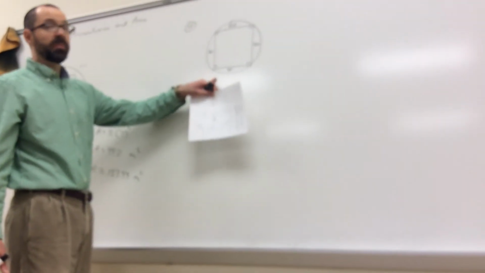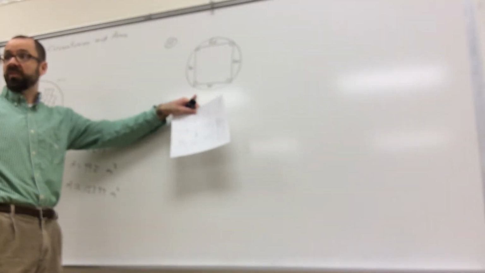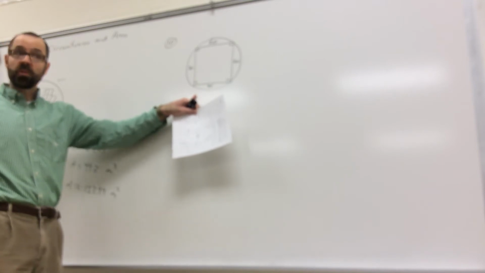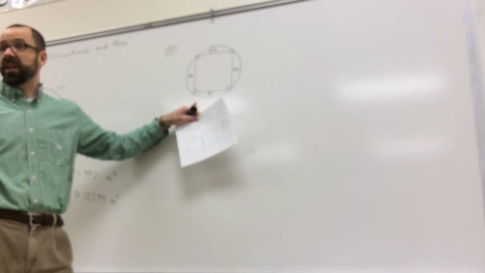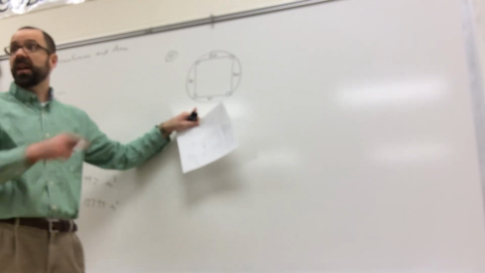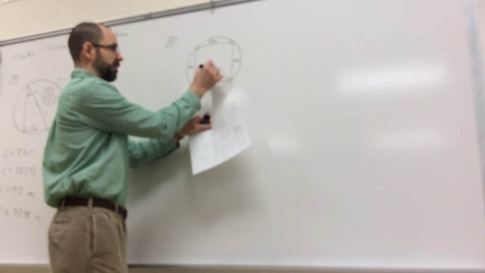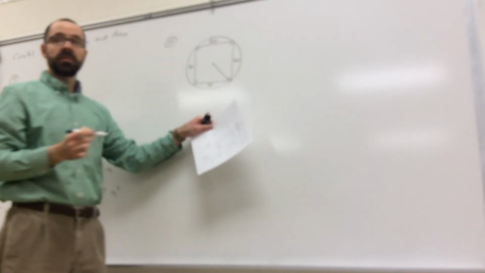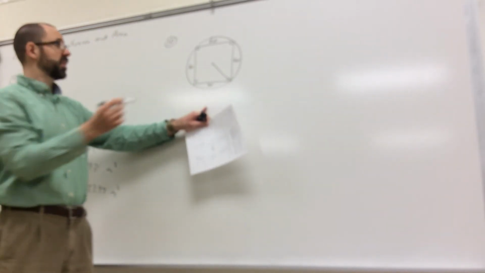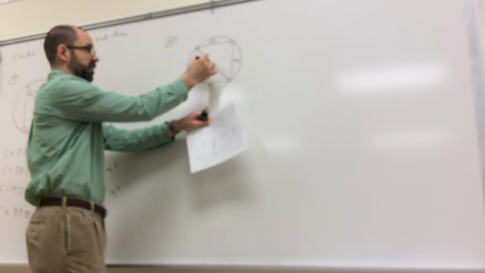All right, so looking back at this one, we're trying to find the circumference and the area again. In order to find the circumference and the area, we need the radius. And they didn't directly tell us the radius. So here's the radius. And I'm just going to go ahead and draw in the diameter as well.